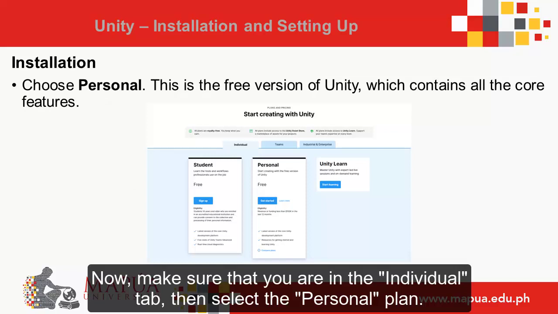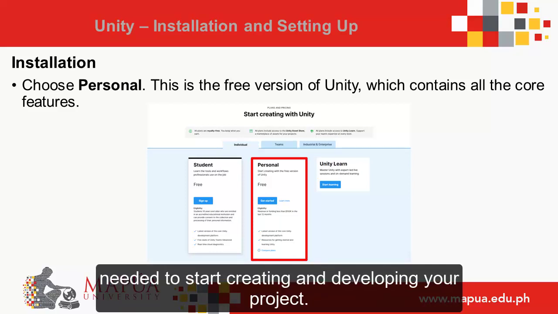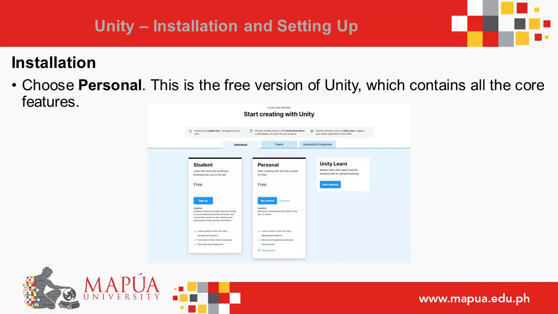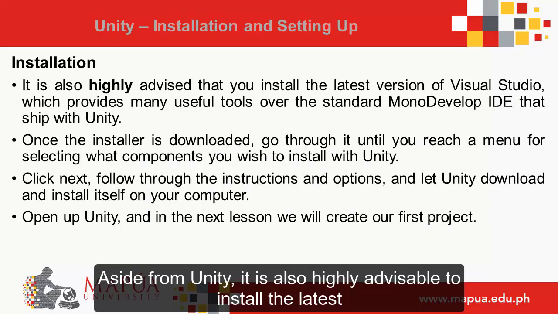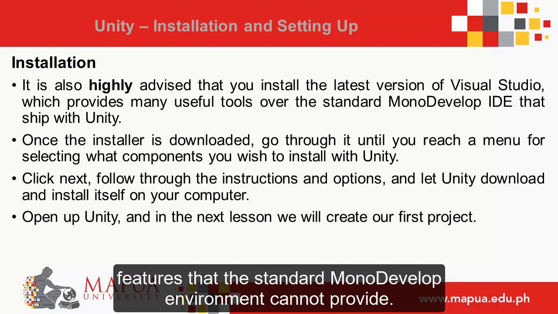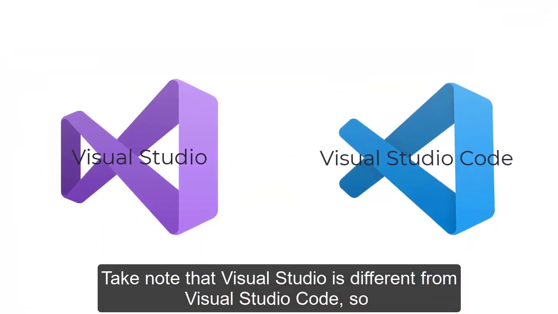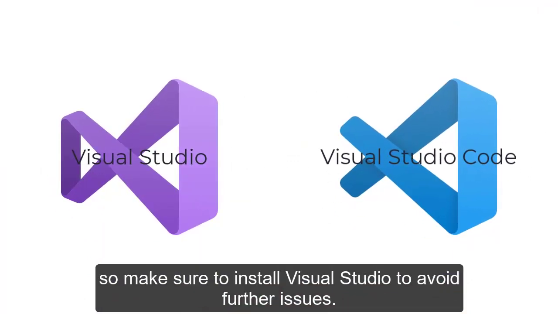Now, make sure that you are in the Individual tab, then select the Personal plan. This is the free version of Unity, containing all the core features needed to start creating and developing your project. Aside from Unity, it is also highly advisable to install the latest version of Visual Studio on your device. This contains more useful features that the standard Mono Develop environment cannot provide.